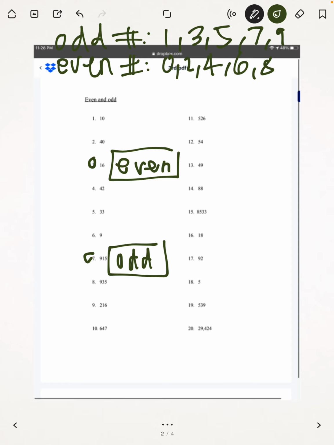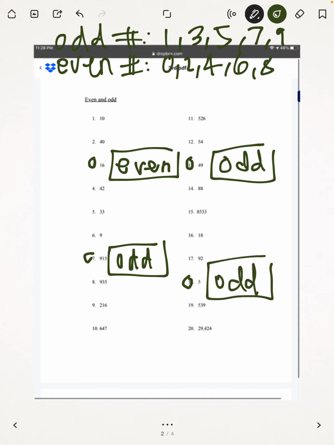Next, we're going to be doing number 13, 49. 49 ends in a 9. Is 9 an even or odd number? It is clearly an odd number. Next, 18, 5. 5 is an odd number. And lastly, number 20, 29,424. Make sure to look at the last number, and 4 is an even number, so our answer is going to be even.